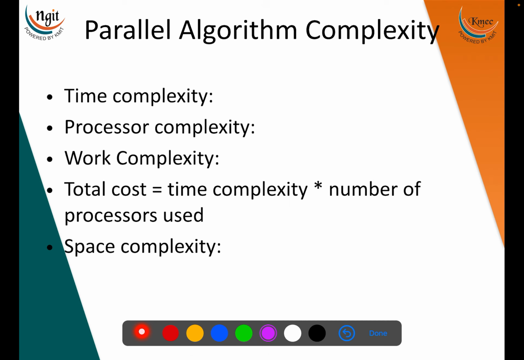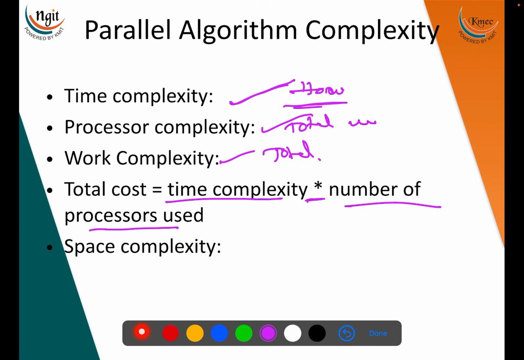Basically, a parallel algorithm is analyzed mainly in terms of its time complexity, processor complexity and work complexity. What is time complexity? The execution time required to execute the steps of the algorithm. That means how many steps are needed to complete the algorithm. That is your time complexity. What do you mean by processor complexity? The total number of processors used to complete the work. Work complexity is the total cost. The total cost formula is time complexity times the number of processors used. So this is how to calculate the complexities.